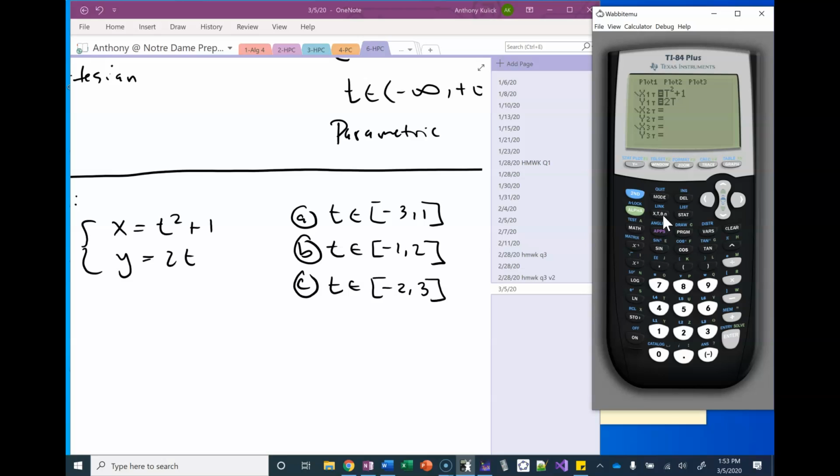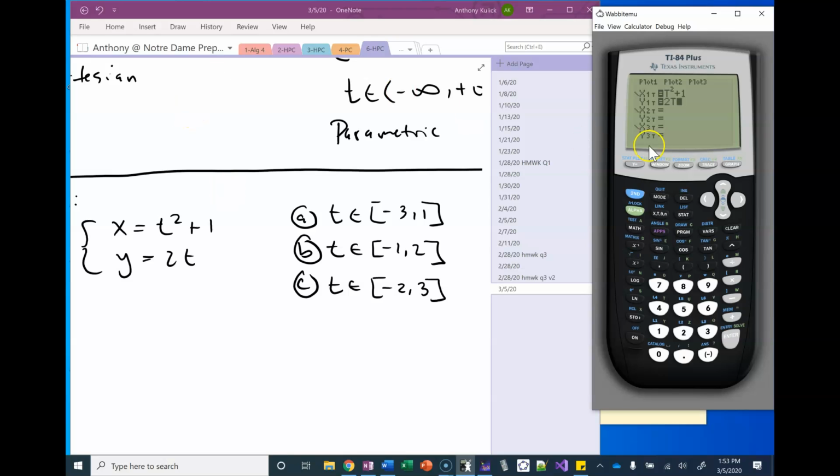Everybody okay there? That's t squared plus 1. It's the same thing that we had written here, James. Okay. Everybody okay so far?